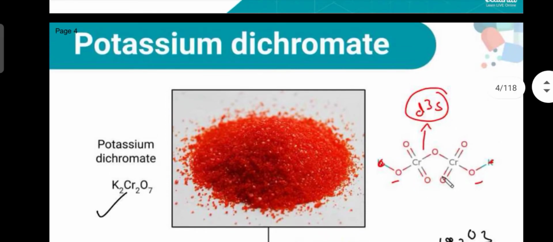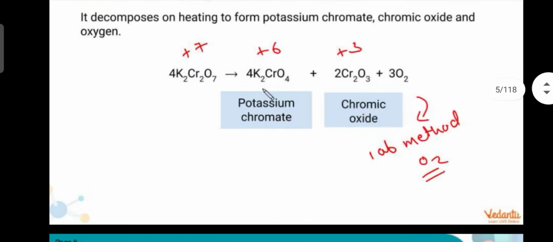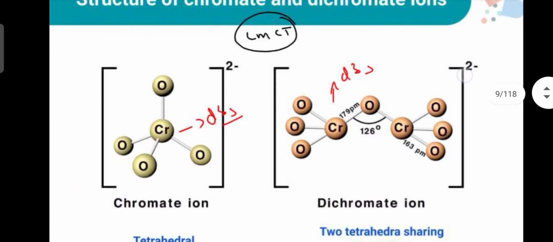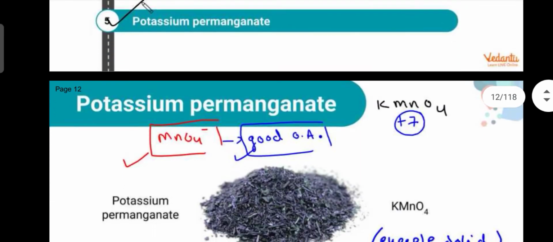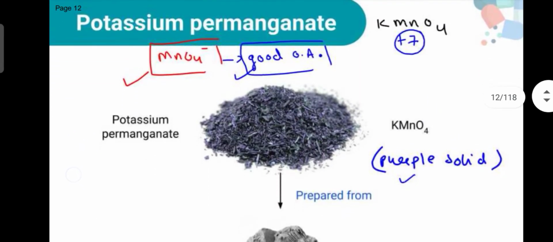Now let's do the next part of this chapter, and this may be the last, I think. So we have done with the potassium dichromate. Now we are going to do some more topics from this chapter. The next one is potassium permanganate. Potassium permanganate is also a good oxidizing agent.